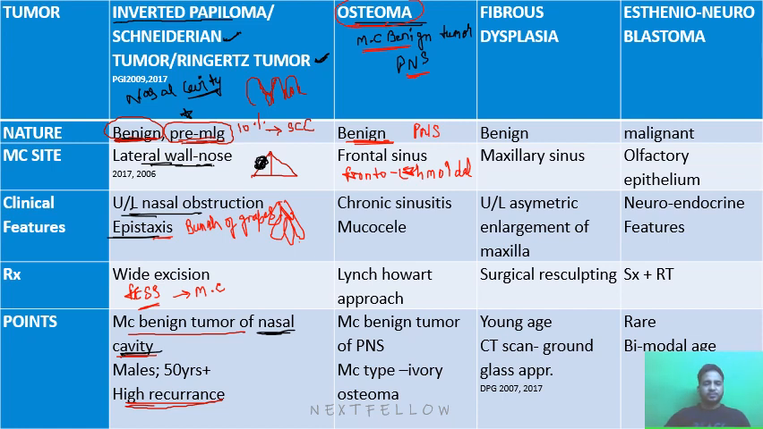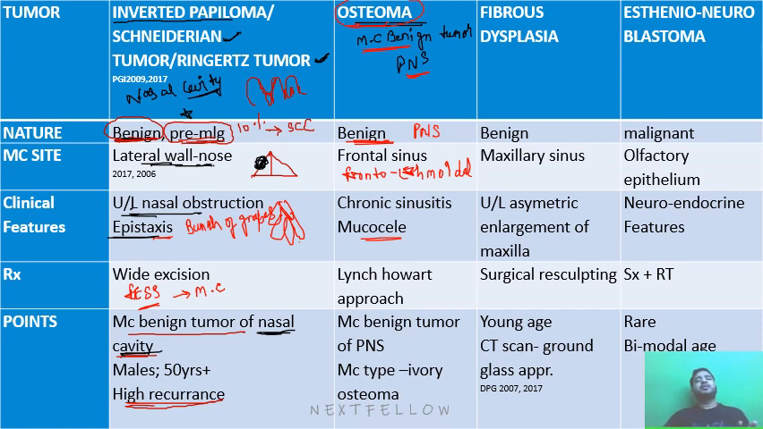Frontoethmoidal recess. So what are the clinical features? Clinical feature of osteoma: it may block the opening of the sinus. That particular sinus may be the opening of the ethmoidal sinus or the frontal recess, leading to sinusitis, like frontal sinusitis, and may lead to formation of the mucocele. What is the treatment? Nowadays, most of the osteoma is being removed by means of FESS, that is the functional endoscopic sinus surgery.